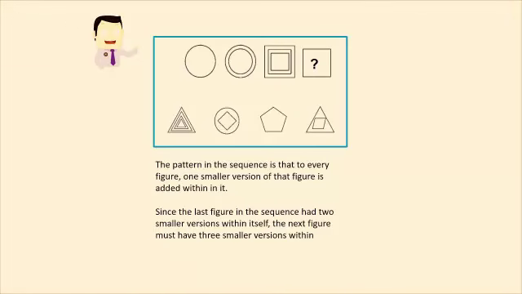The pattern in the sequence is that to every figure a smaller version of the figure is added within. Since the last figure in the sequence had 2 smaller versions within itself, the next figure must have 3 smaller versions within.